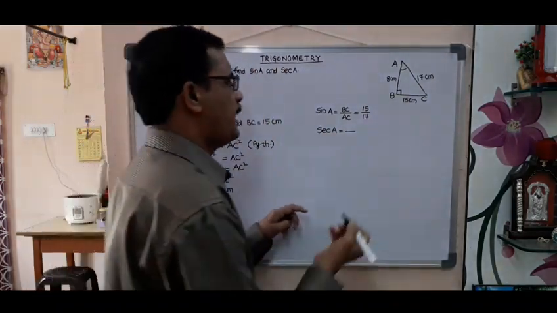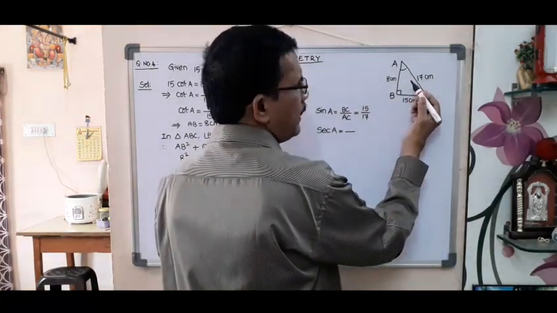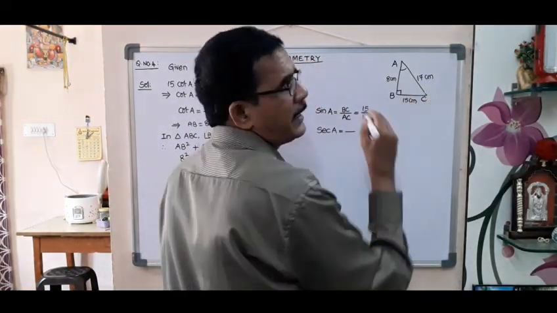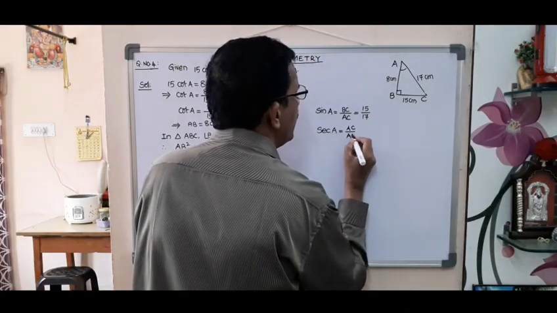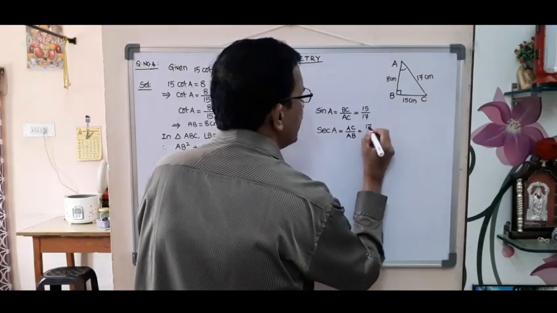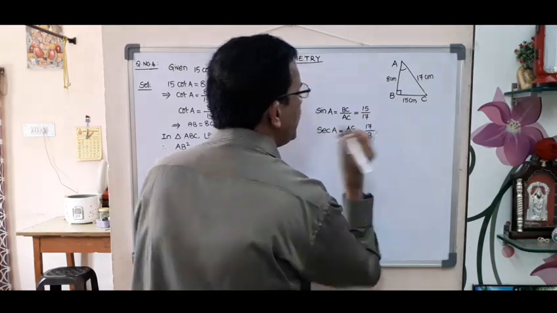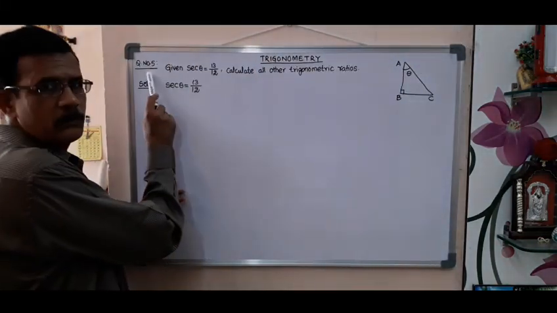Secant A definition with respect to A: hypotenuse by adjacent side to theta. So AC by AB. AC length is 17. AB length is 8.